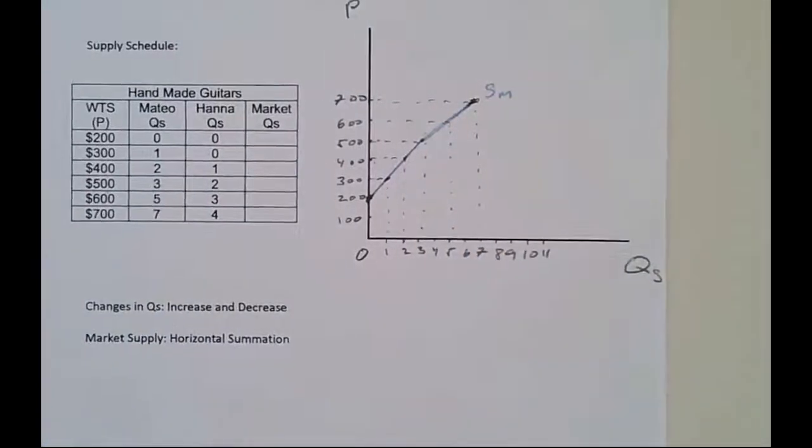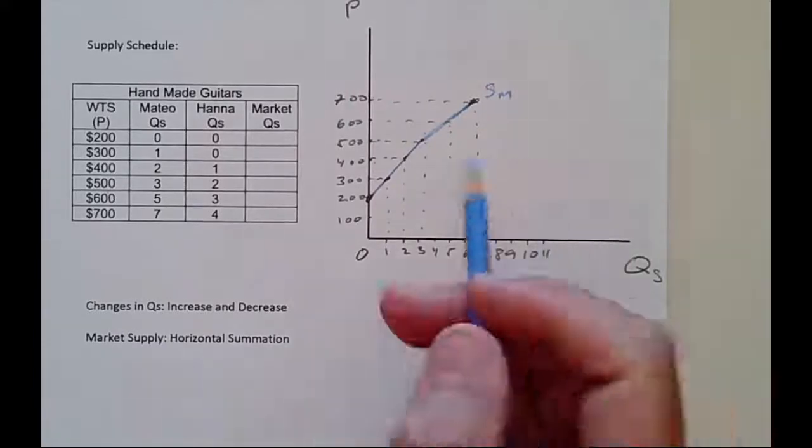Supply is upward sloping in most cases. There are some cases where it might be vertical, could be horizontal, but in most cases it's going to be upward sloping. The main difference between supply and demand is that demand is downward sloping. At any price now, we can find the quantity supplied.